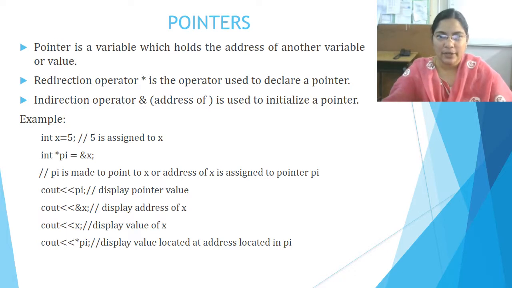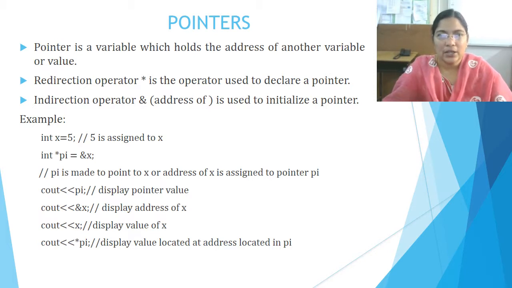A pointer is a variable which holds the address of another variable or value. For pointers we use the asterisk. Where else do we use the asterisk? For multiplication, as an arithmetic operator. In pointers also we use the asterisk, but not with two operands; here we use a single operand. And we use address-of, that is the single ampersand, which we already studied as the bitwise AND operator.